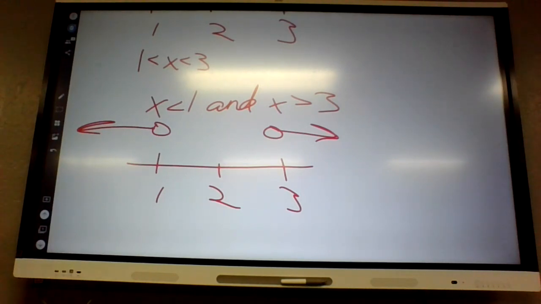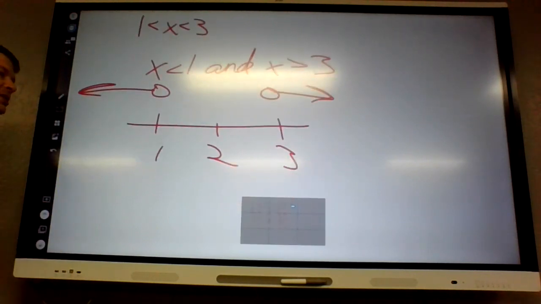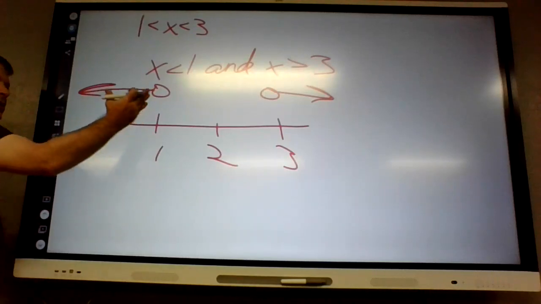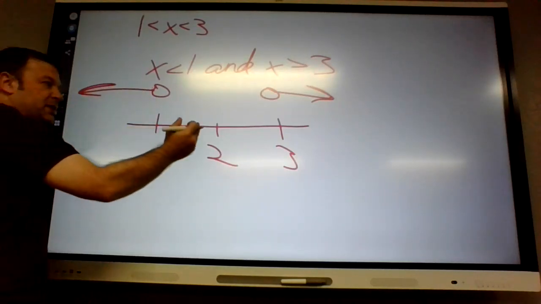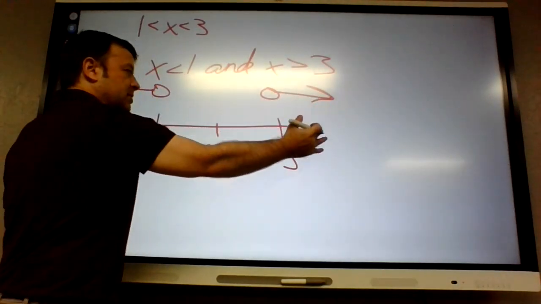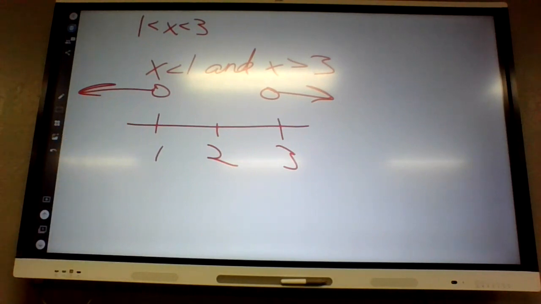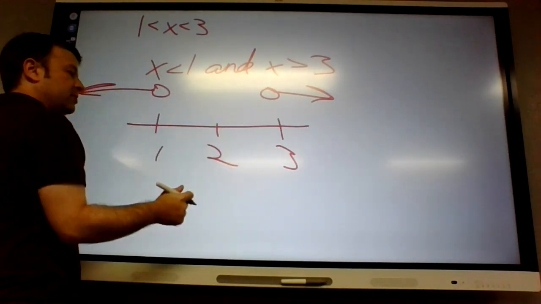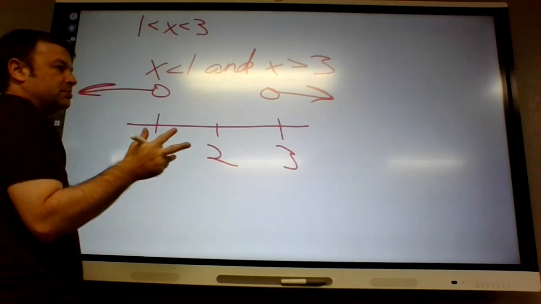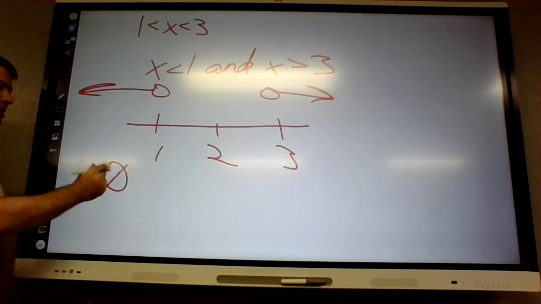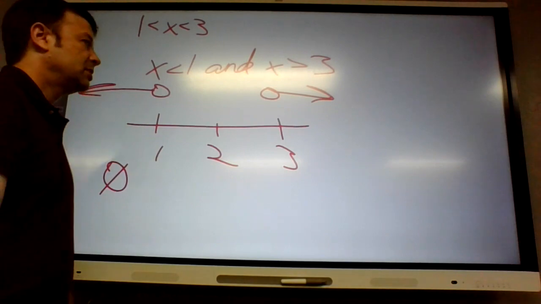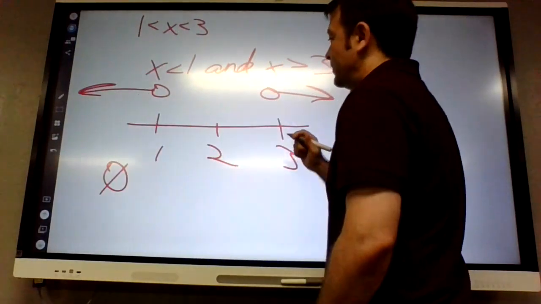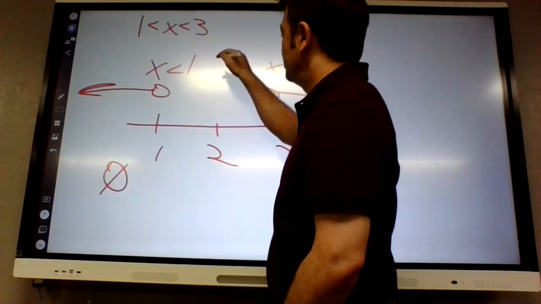Hayden says nothing, is he right? Can you think of a number less than 1 and greater than 3? No. So look at the picture. Do these two have anything in common? No. "And" has to be where they're both true. They have nothing where they're both at. So this would be no solution. Null set. Empty graph. But what if I change it to an "or"?